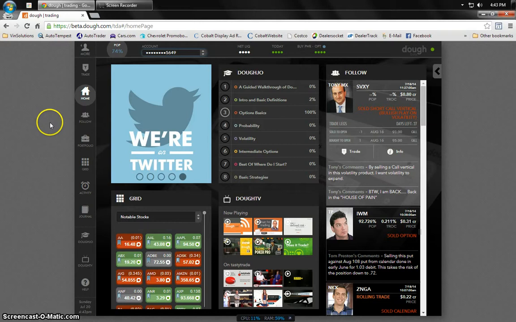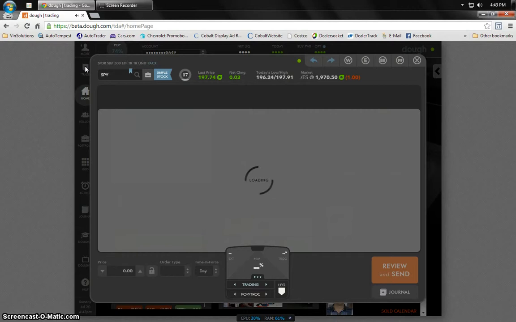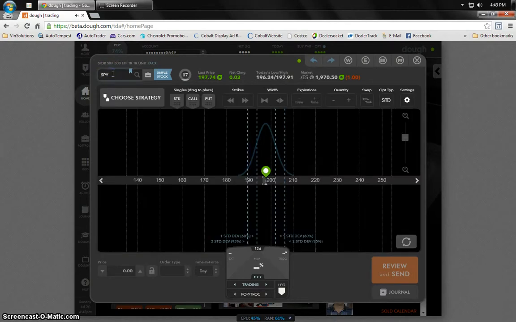Okay, so when you log into your Dough, let me show you what selling a put is. Let's review what selling a put means. Hit that trade icon. This screen will pop up right here. You want to type in here SPY. That stands for the S&P 500, the most commonly measure of how the U.S. stock market is doing. Excuse me, and this page will come up.